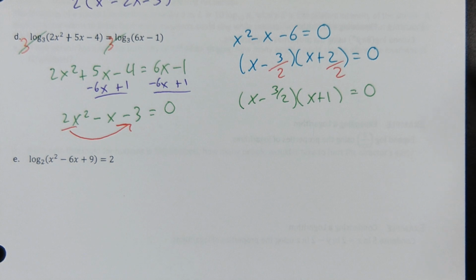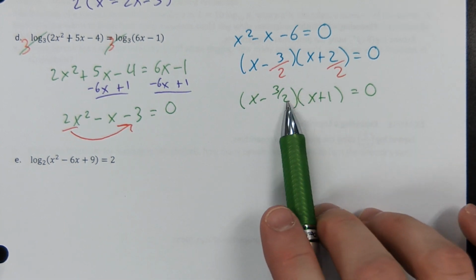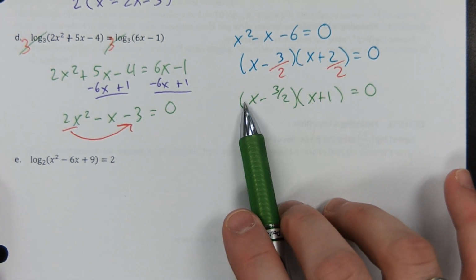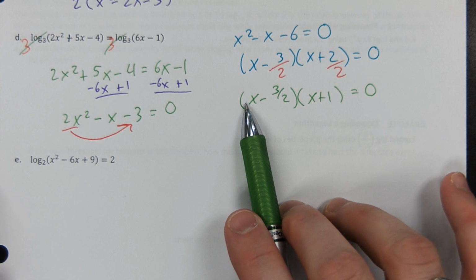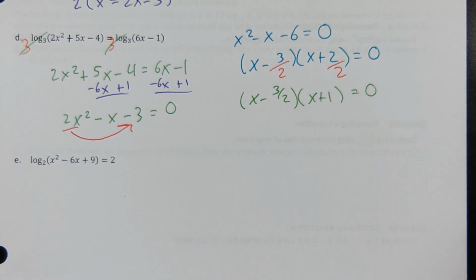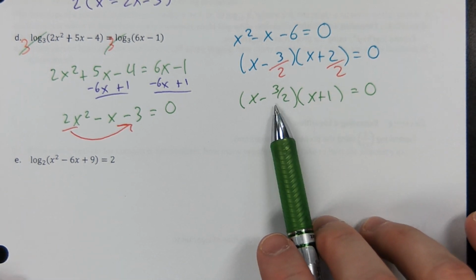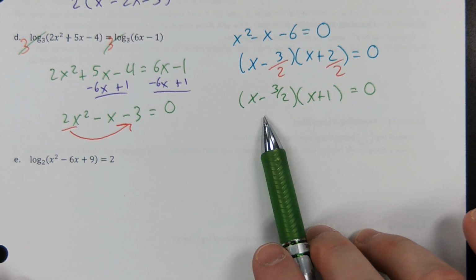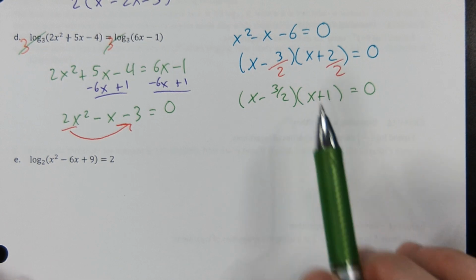It's technically not finished factoring until you move this 2 in front of this x. So it would have been 2x minus 3 and then x plus 1. But the reason why I like solving using the Lizzie method is because I can see right now what 2 values for x work. Positive 3/2 and negative 1.